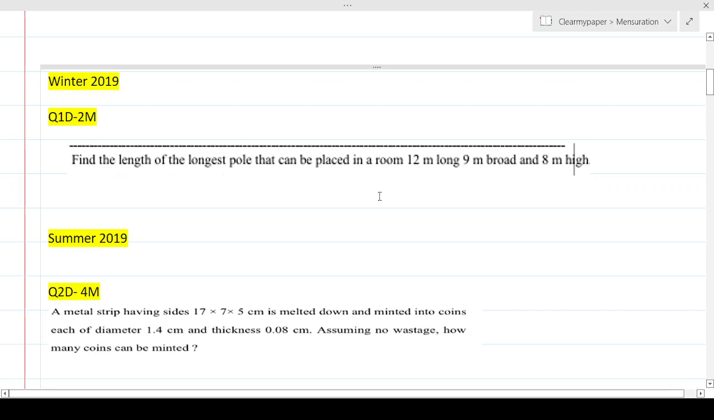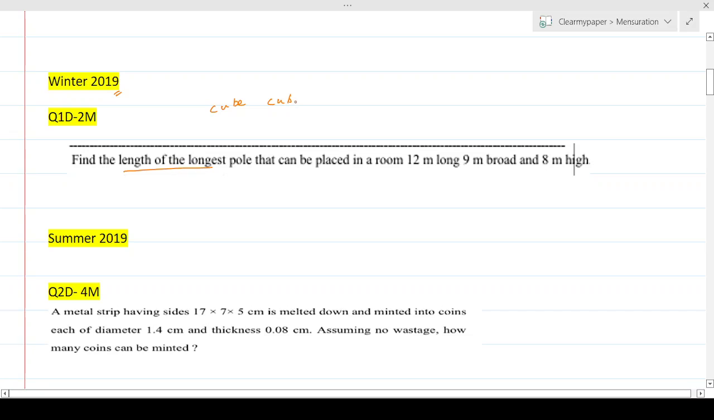Okay, so if we take the winter 2019, I think this was the last paper before the pandemic hit. Anyway, we'll see the first problem. It's talking about finding the length of the longest pole. In this case, neither cube nor cuboid is mentioned, but if you remember my diagonals of a cube or cuboid episode, I mentioned that they might ask what is the length of the longest pole that you can put, and we have discussed the length of the longest diagonal, right? So that's the logic we'll apply to calculate that.